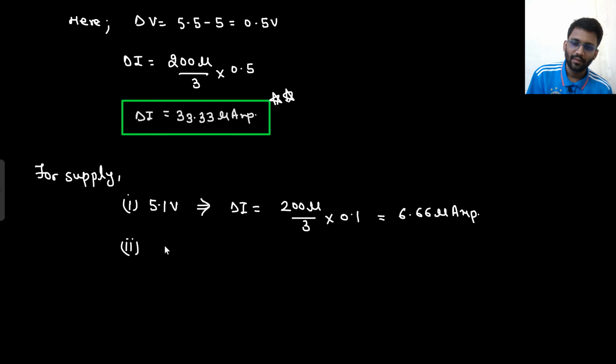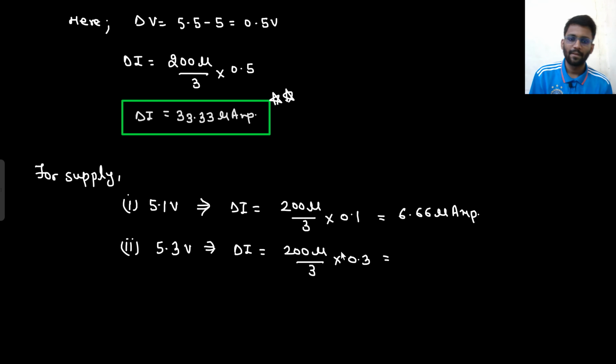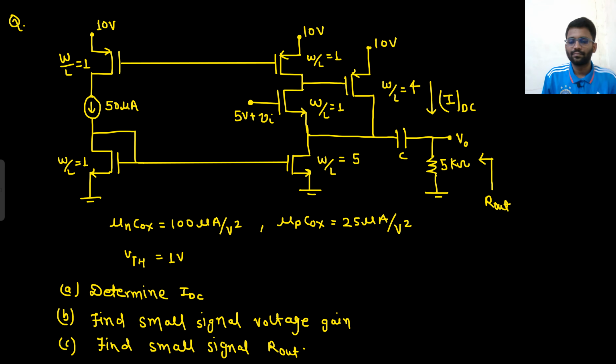For the supply of 5.3 volt, let's just say, what will be your delta I? That would be 200 micro by 3 into 0.3. So 20 microampere. So in this manner you can find the value of delta I. Well and good. Let's move towards the next question.